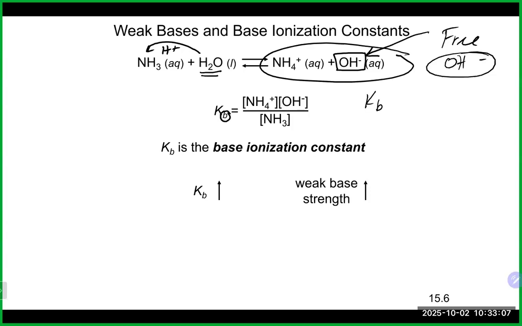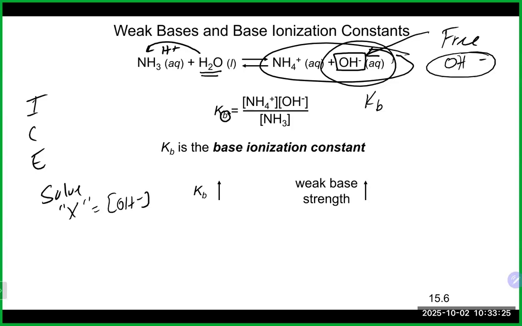How do we solve these problems? Well, frankly, we solve them the exact same way as we solve weak acid problems. The only difference is when you do your ICE table and you solve for X, X in this case is the hydroxide concentration. It is not the H plus concentration, which means you typically need to do a little pOH work first and then get yourself to the pH. But other than that, it's done pretty much the exact same way.